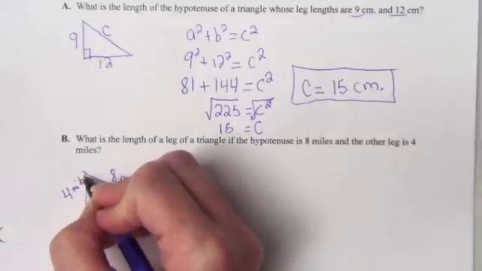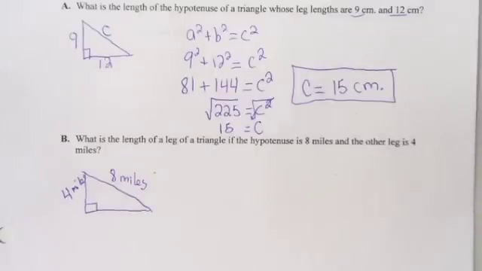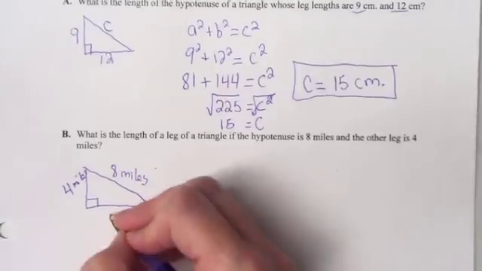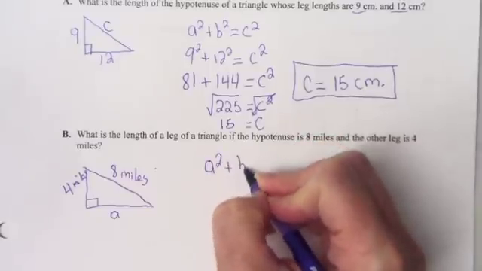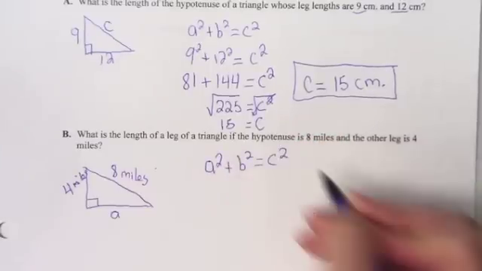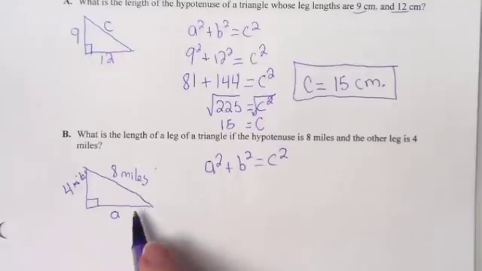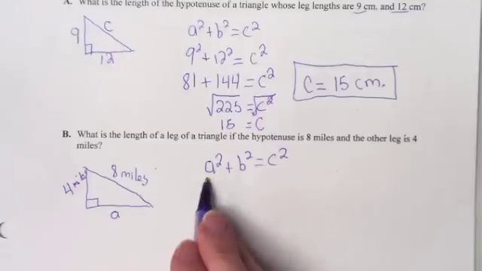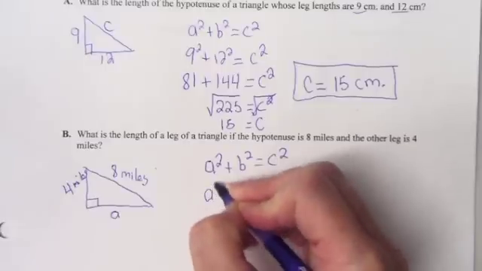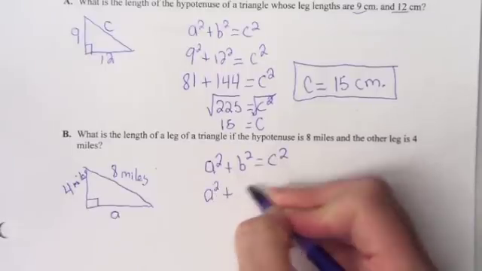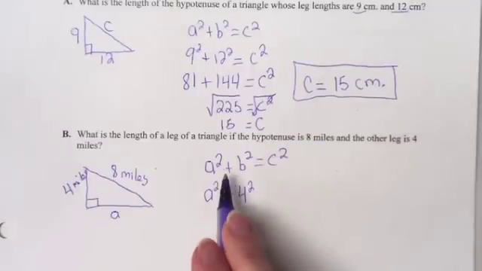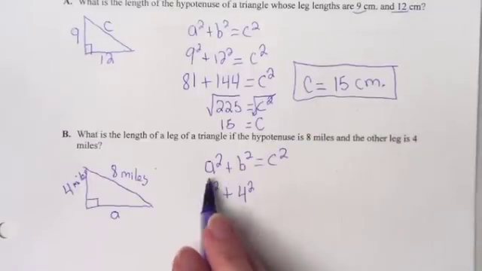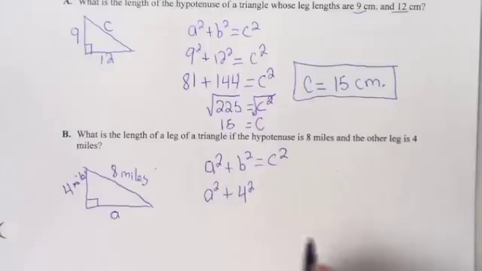Now we're either missing a or b. It doesn't matter which one we use as our unknown. We'll just go ahead and use a. So in our formula we have a squared plus b squared equals c squared. But this time we're going to leave a as a squared because that's our unknown, plus b squared, that's 4 squared. We could just as easily have left b the unknown instead of a. It really doesn't matter which one is your unknown.